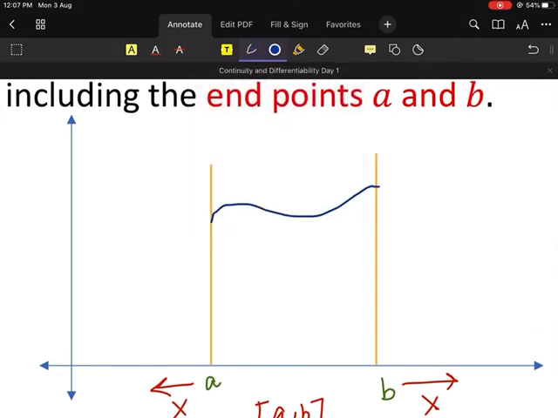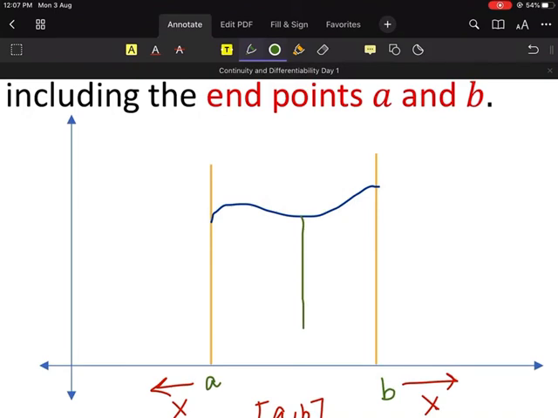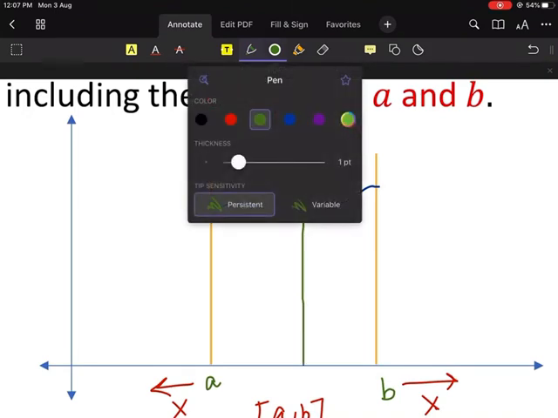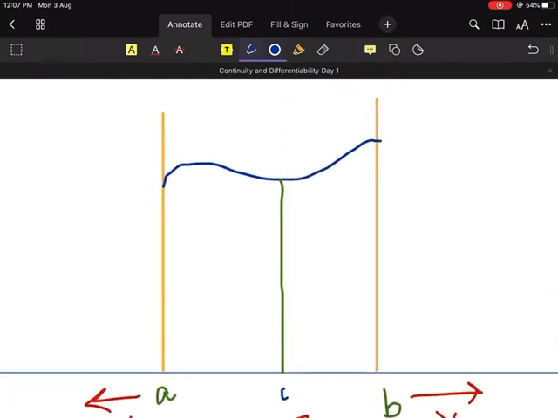Now, suppose I have a function like this. Now somebody asks you whether this one is a continuous function or not. So what will you say? First thing, you see that there is continuity at every single point. There is no break in this graph, right? So if you pick any point between A and B, suppose you take C.